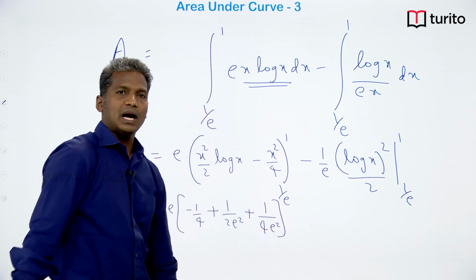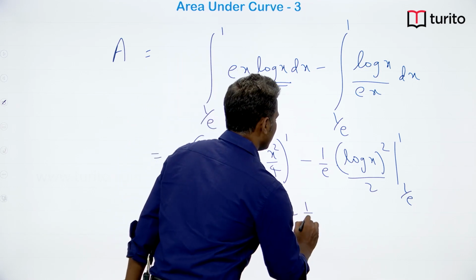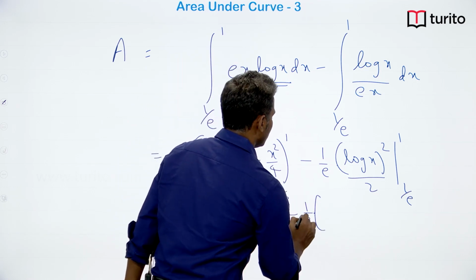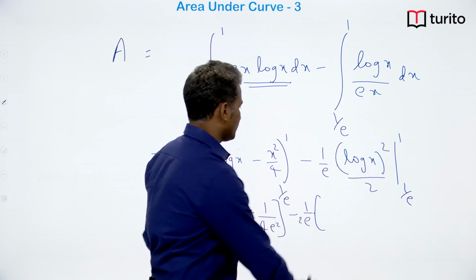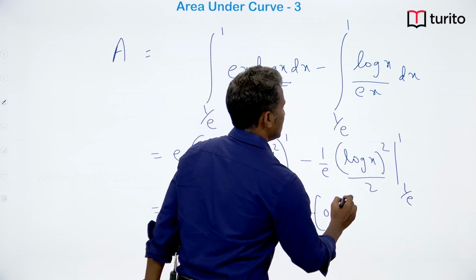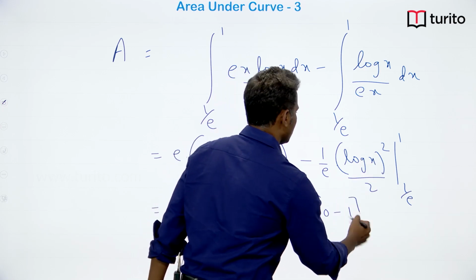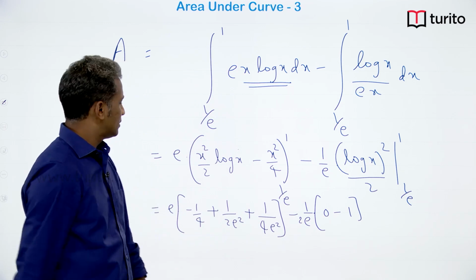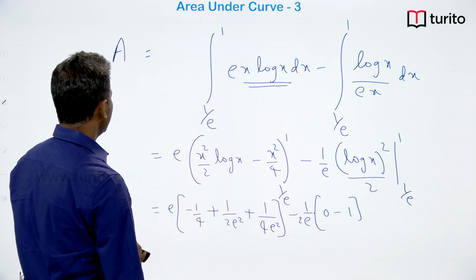Similarly, let us simplify the next one, minus 1 by e into, of course, 1 by 2 is also there. When I put 1 it becomes 0, so 0 minus, when I put 1 by e it becomes minus 1, and minus 1 whole square is 1 only. Now let us simplify this further. So what are we getting here?